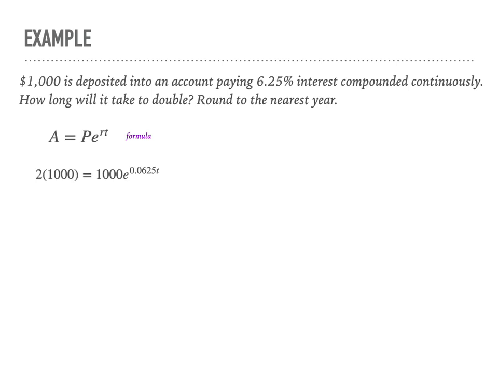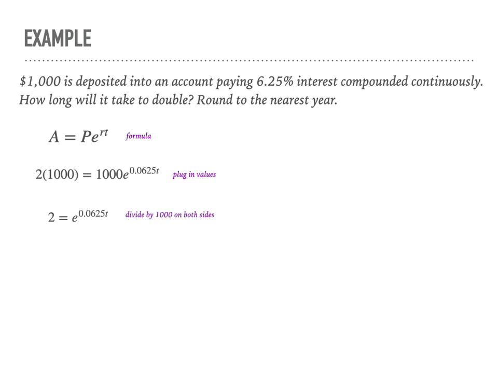Now, some things I see students make mistakes on is they plug in 6.25 for r, but remember, this is a percentage. You want to write it in decimal form, and 6.25% in decimal form is 0.0625. And that's just me plugging in the values from the word problem into our Pert formula. And now we can divide both sides by 1,000 and we get the following.